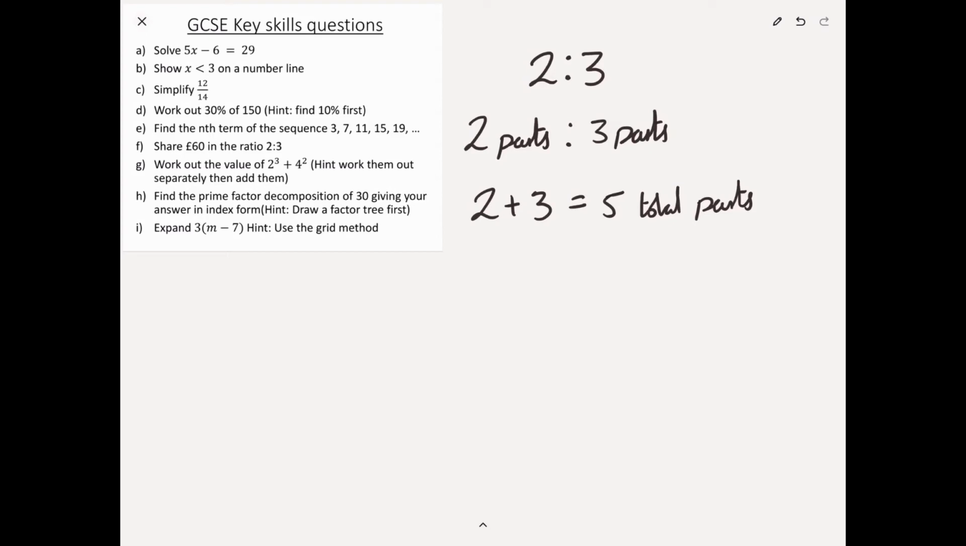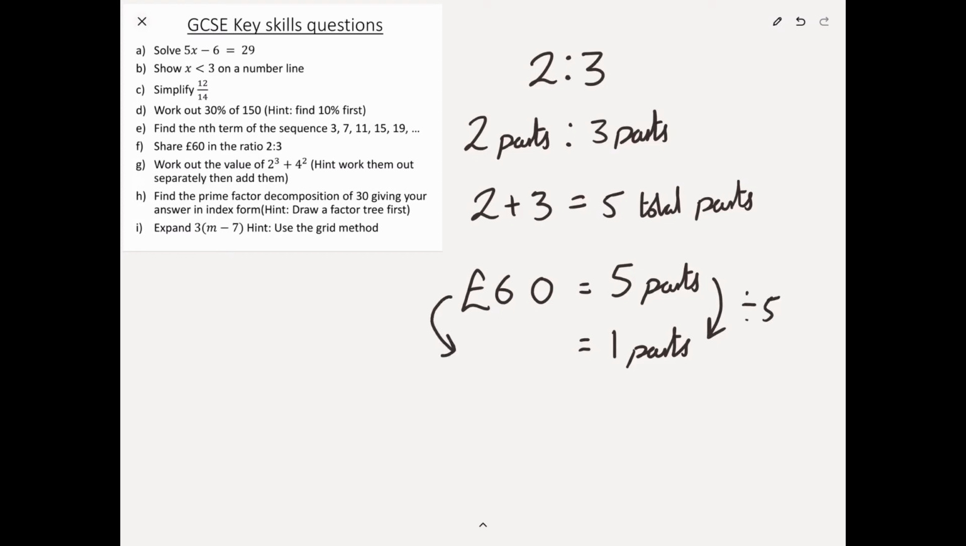Well, 5 parts then is worth £60, because we're sharing £60. £60 is equal to 5 parts. But we want to find out the value of 1 part first of all. Well, to get from 5 parts to 1 part, we divide by 5. To get from £60 down to 1 part, we're also going to do the same. We're going to divide by 5 on the left-hand side. Same to both sides. 60 divided by 5 then gives us 12. So £12 is worth 1 part.